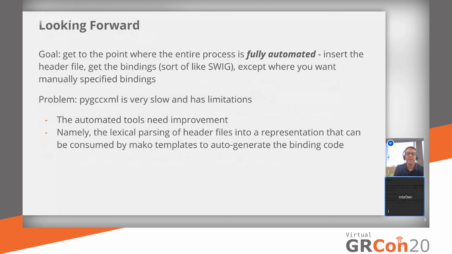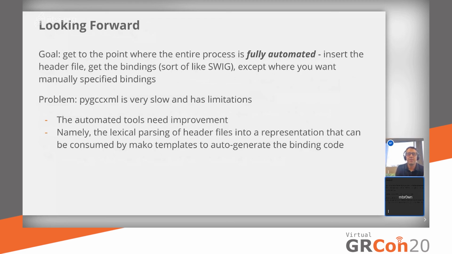All right, so where do we go from here? Our goal is for this to be fully automated and as smooth a workflow as using SWIG was, without all the downsides of SWIG. Right now, there are a couple of quirks. We want to work those out, but we want to get to the point where you have your header file, you can either CMake or compile, and all the bindings are generated automatically, except where you don't want them to be. What's in the way of doing this is the limitation we mentioned before, and PyGCCXML is fairly slow.